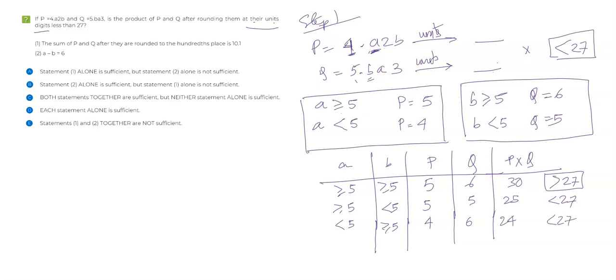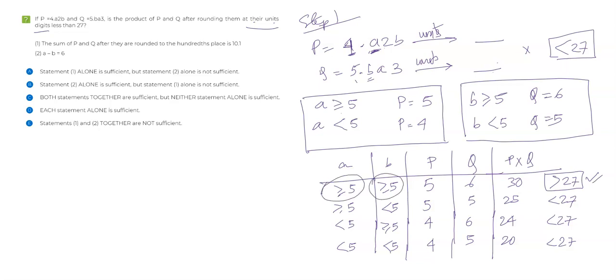And in the last case, when both of them are less than 5, that's the case that we haven't considered yet. P will be 4, Q will be 5, and the product is 20. This is less than 27. So notice carefully that in 3 cases, you're getting less than 27. And there's just only one case, this case, when A and B, both of them are greater than or equal to 5.